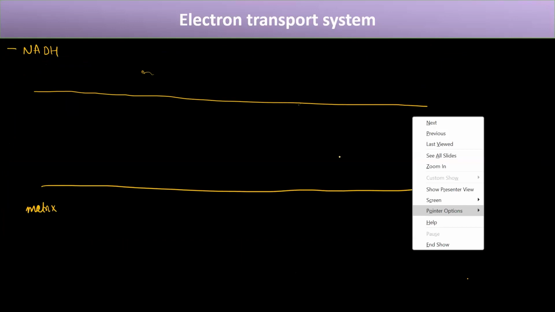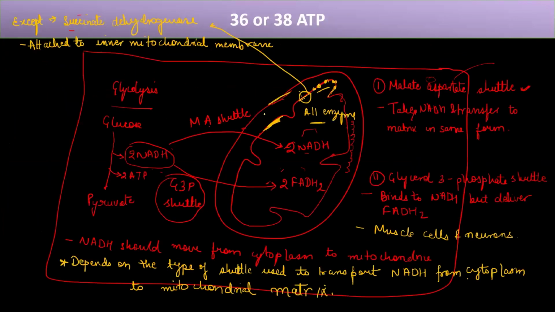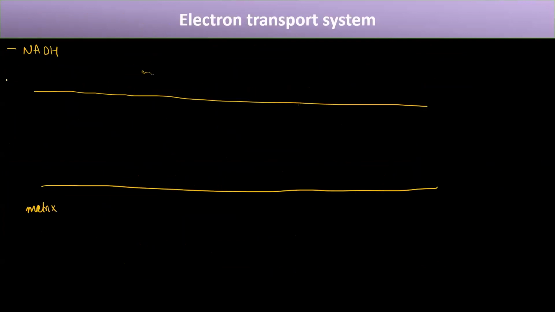So now we have understood what this space is, the space I'm talking about. This space is basically this much. This intermembrane space is this one. So this is your inner membrane, and this is the periplasmic space, or intermembranous space.